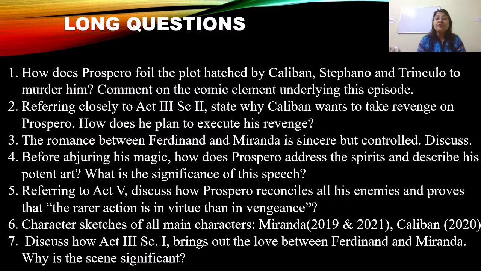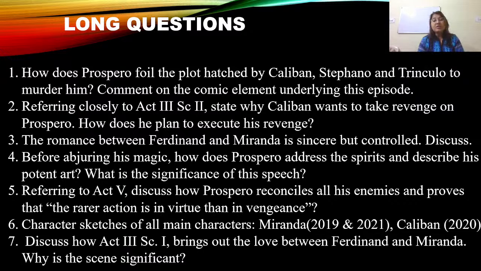The romance between Ferdinand and Miranda is sincere but controlled. Discuss. Yes, of course, it is sincere. They are actually in love with each other, and their love is very pure, innocent, and at the same time deep, but controlled by Prospero. Then, before abjuring his magic, how does Prospero address the spirits and describe his potent art? What is the significance of this speech?